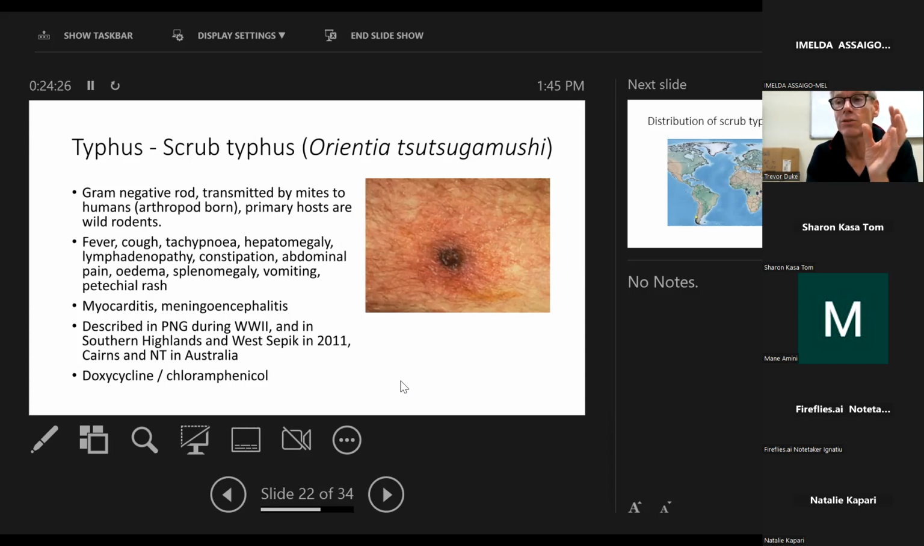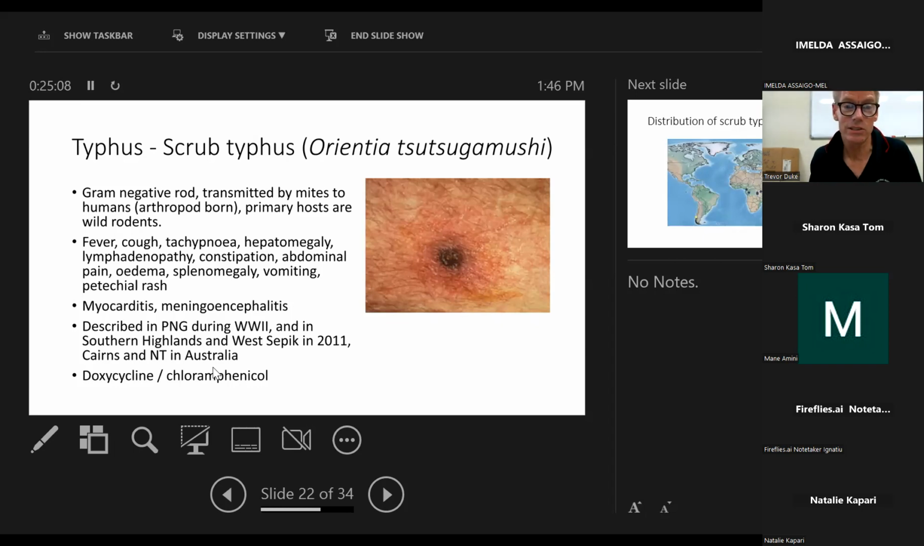It was first described during the war, especially in Asian countries and in Papua New Guinea, and it can cause a lot of illness, like fever and cough and pneumonia and hepatomegaly and lymphadenopathy. All those things you relate to some systemic infection. Scrub typhus, it's called. The main thing is if you see a child who's got fever and other systemic features, look at them to see if they've got any mite bites, because sometimes they'll have Orientia tsutsugamushi or scrub typhus.